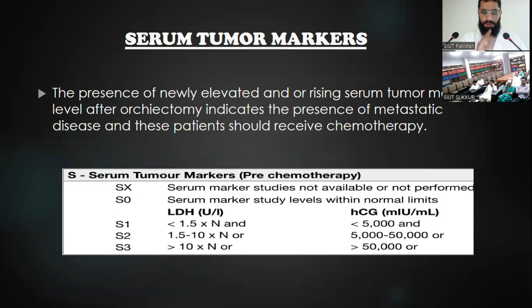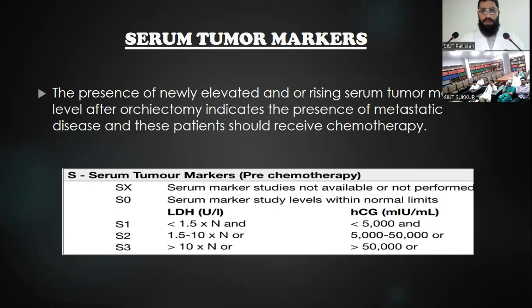Serum tumor markers. The presence of newly elevated and/or rising serum tumor marker levels after orchiectomy indicates the presence of metastatic disease, and these patients should receive chemotherapy.